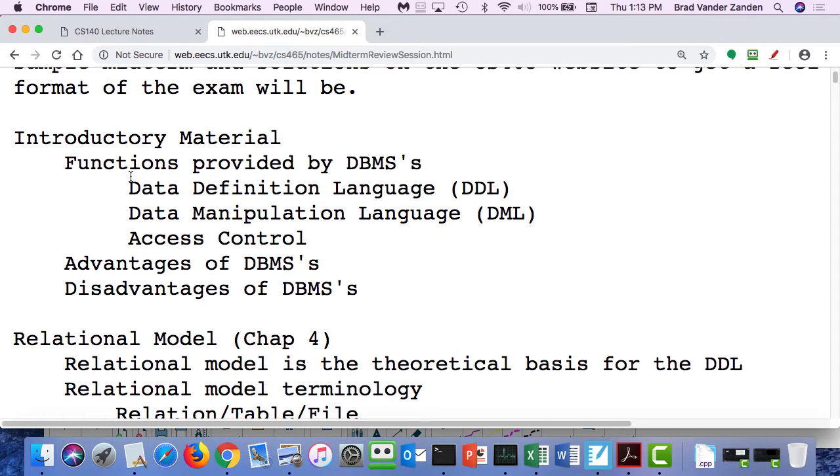The undergraduate students in CS 465 need to know how to write SQL queries, because there will be a couple of queries, and I promise there's one involving a join that you will need to write. The graduate students also have to know how to write relational algebra and relational calculus queries for the exam.